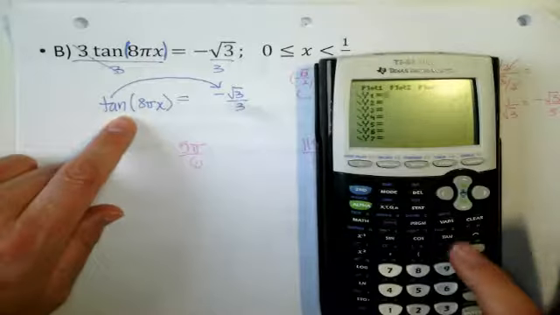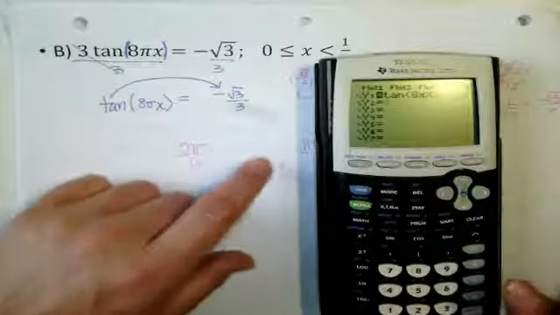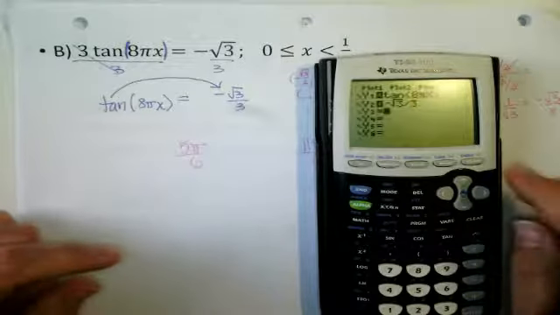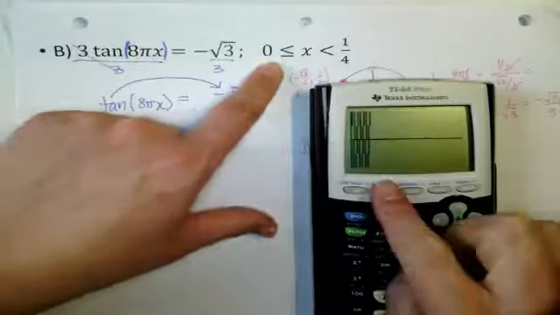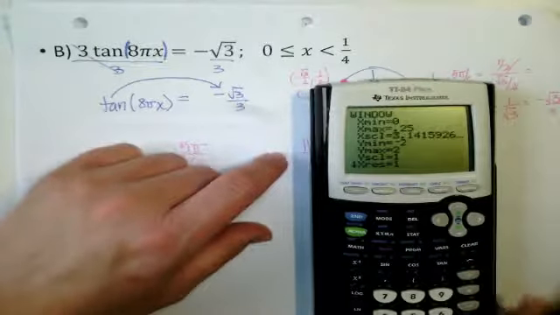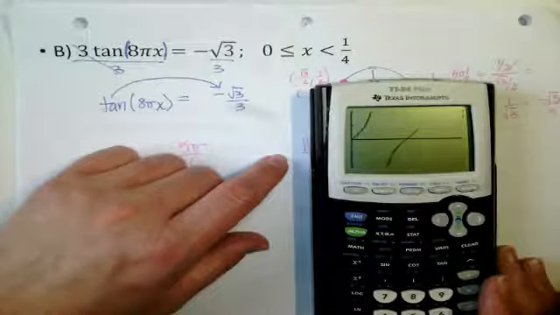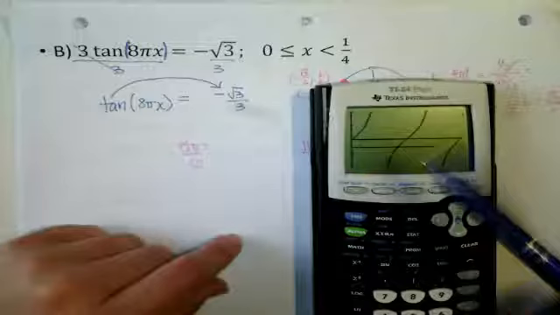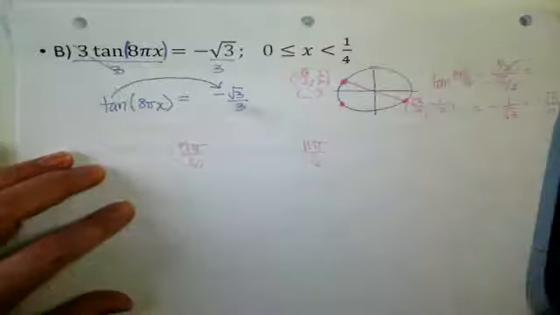All right, so we have tangent of 8 pi x in y1 and negative radical 3 divided by 3 in y2. Oh, oops, look at that crazy graph. We haven't graphed tangent before. I want to change my window so that I'm only going from 0 to 1/4. So this is the tangent curve. It's kind of like a cubic function. There we go. Oh, good. So we do have just two solutions, two intersection points that we're looking for. So that should be good.